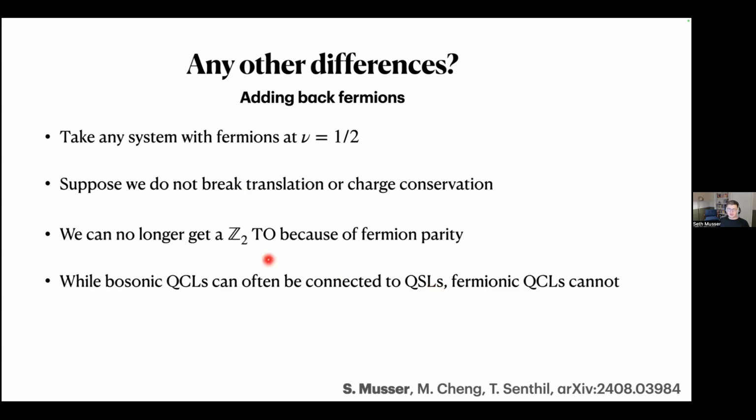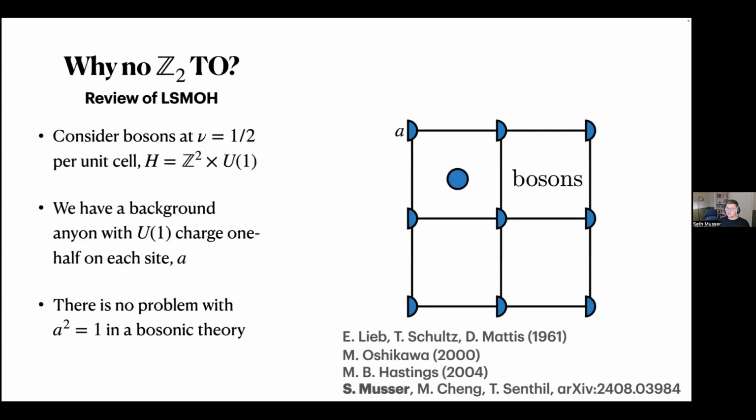It turns out, and I'll prove this to you in a few slides, that we can no longer get the Z2 topological order we get in the bosonic analog of this because of the fermion parity. And this is related to the fact that while bosonic QCLs can be connected to quantum spin liquids through this spin to hardcore boson mapping, fermionic QCLs cannot because of this fermion parity problem. So let me just be a little more specific. So why no Z2 topological order for fermions?